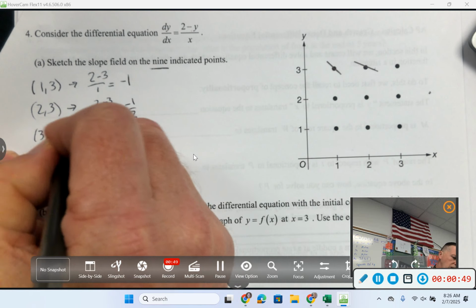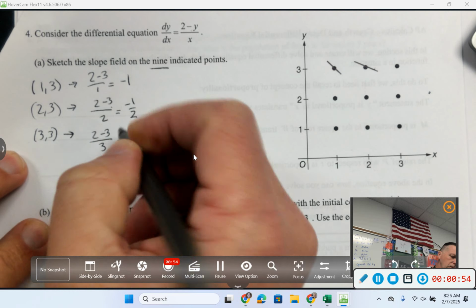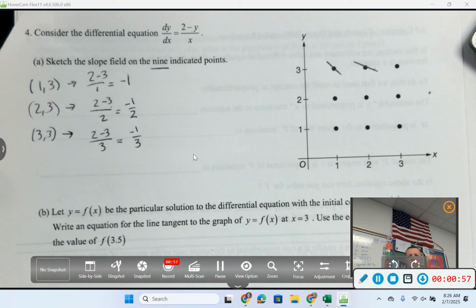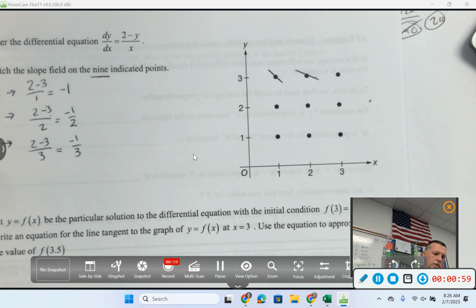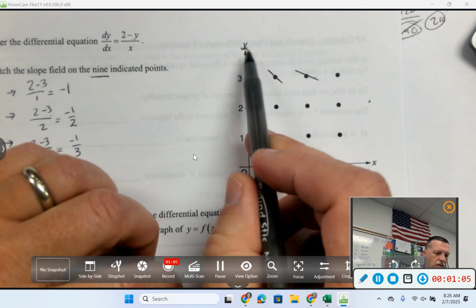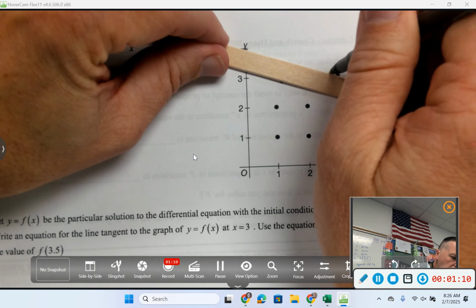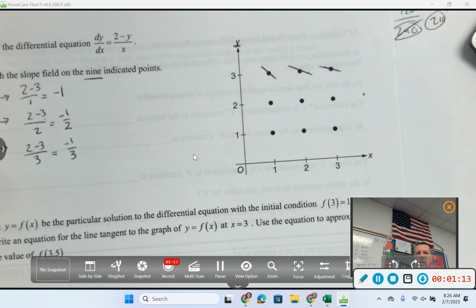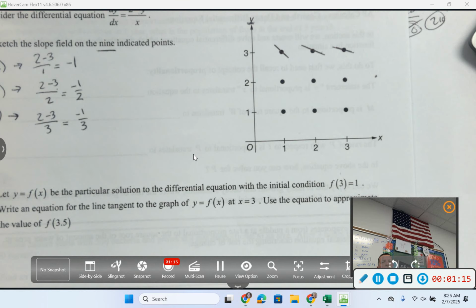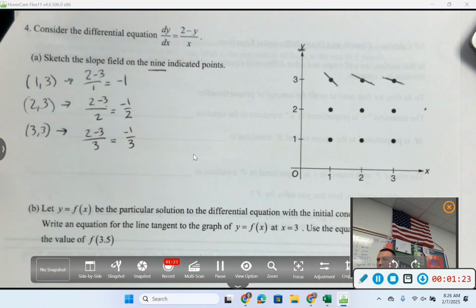At 3, 3, so 3 goes in for y, 3 goes in for x, negative 1/3. Okay, well this one I'm kind of eyeballing, although I guess I could aim backwards here, down 1 over 3. When AP graders grade these, they're not getting out popsicle sticks and rulers to make sure that your slope is perfect, but they definitely want to see that the trend is right.